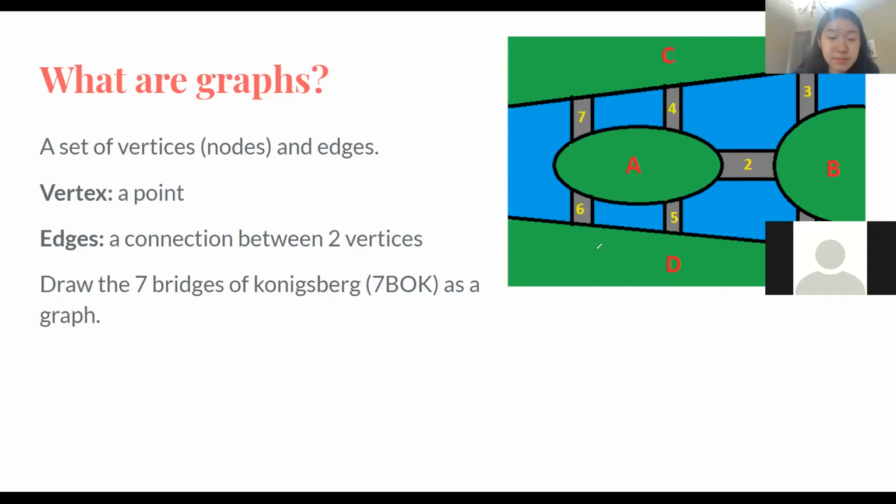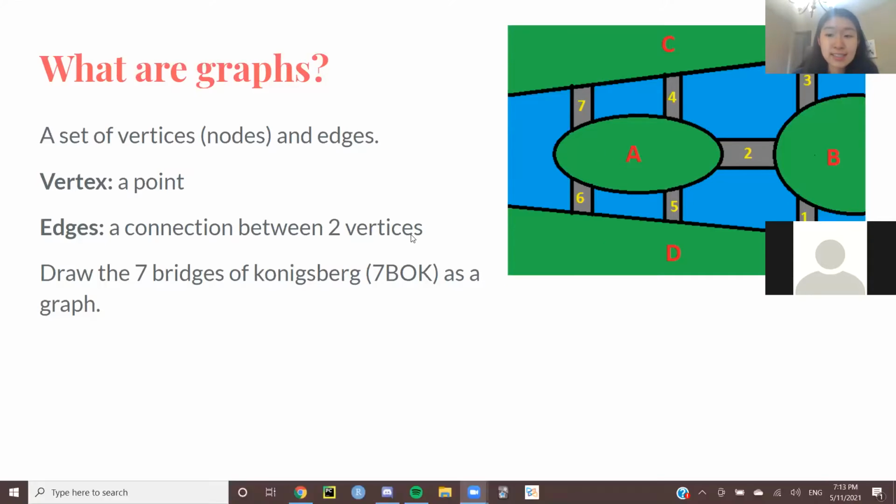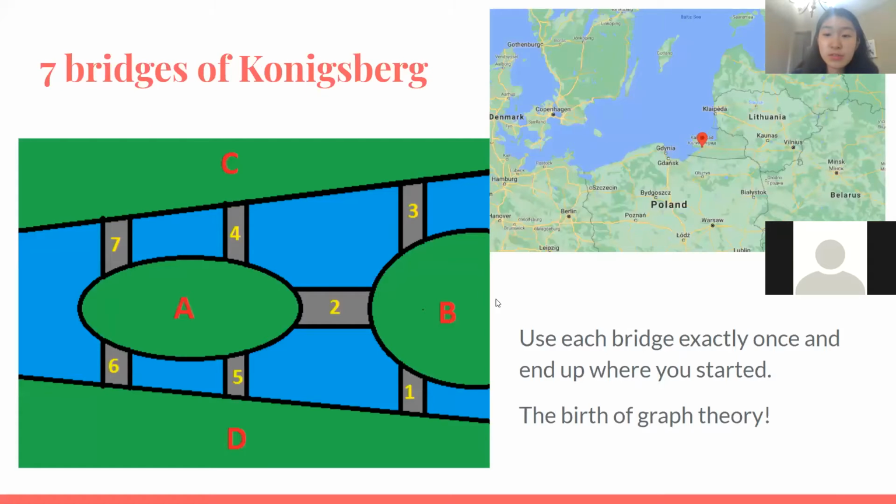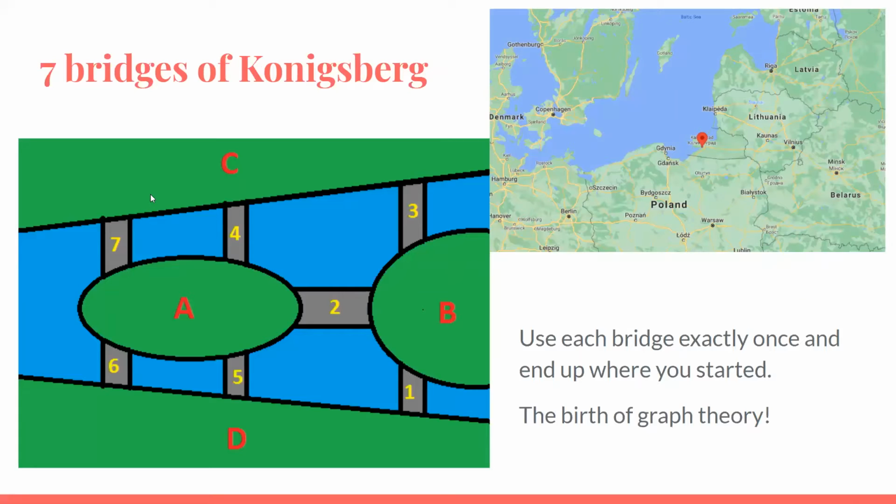Wait, what was the problem for the Königsberg? Like, what were we trying to solve? We're basically asking, is it possible to use each of these bridges exactly once and also end up where you started? Would you just use a boat?